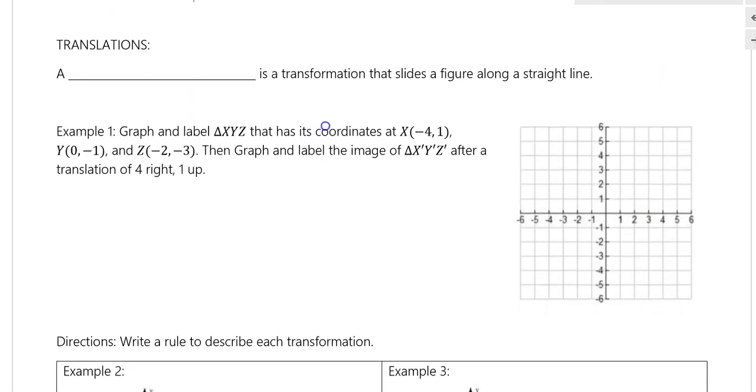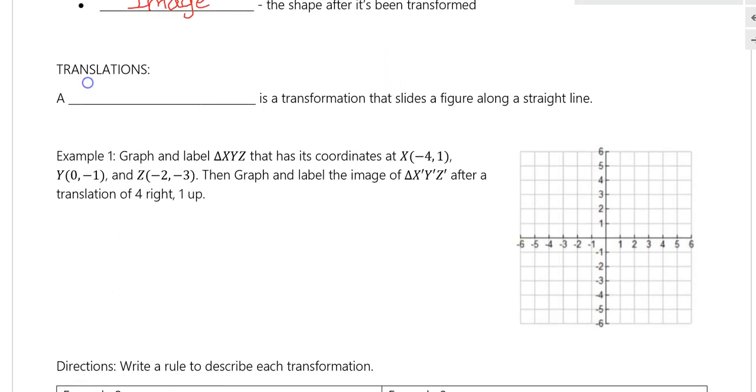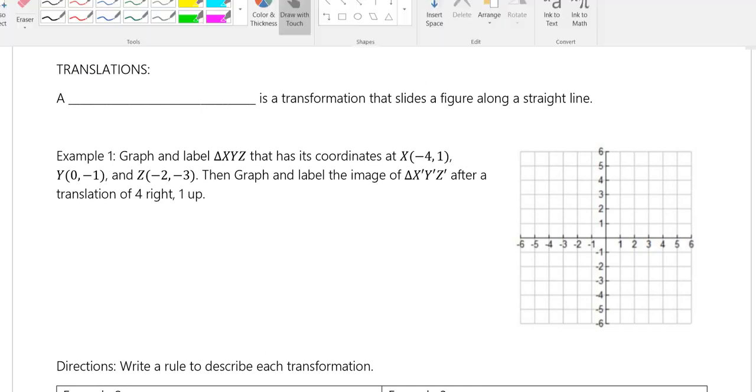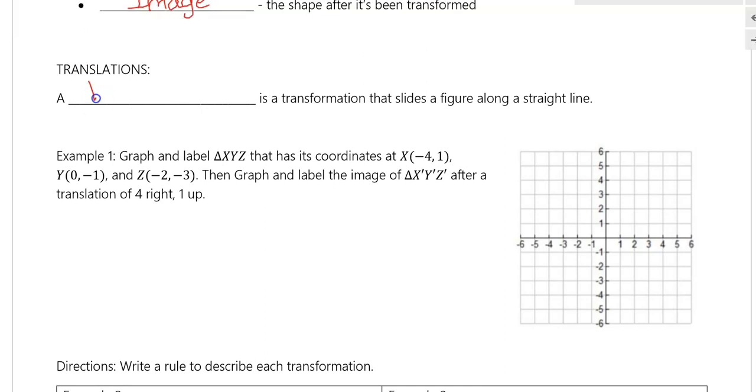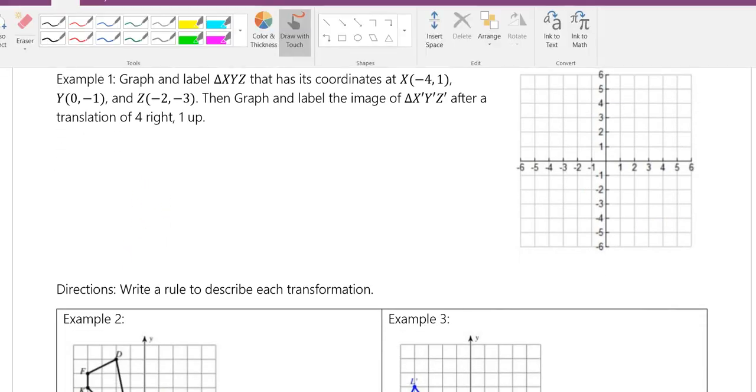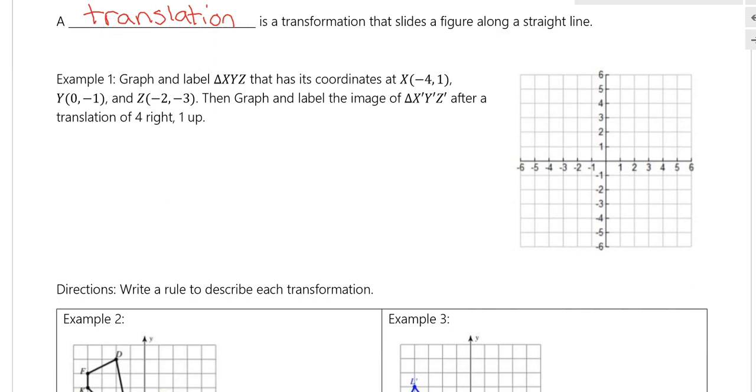Okay. The first is a translation. So, a translation, is a transformation that slides a figure along a straight line. Okay, so this is just moving a figure around the graph. So looking at example 1, the first thing I'm going to do is graph and label triangle XYZ that has its coordinates at -4, 1, 0, -1, and -2, -3.